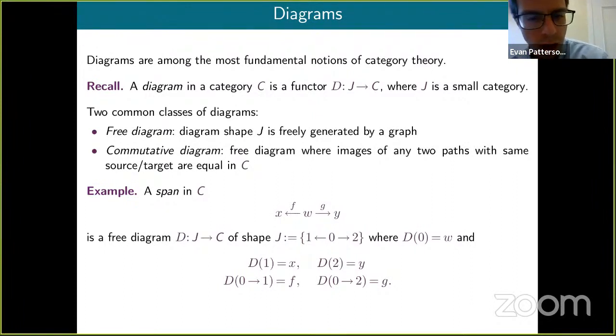So to be super concrete about what we're talking about, one kind of diagram would be a span. And now I hear the siren going off outside. Sorry about that. So the indexing category would just be the graph that has two distinct arrows emanating from some vertex, and then the assignments, or whatever you need, to get the span that you want.